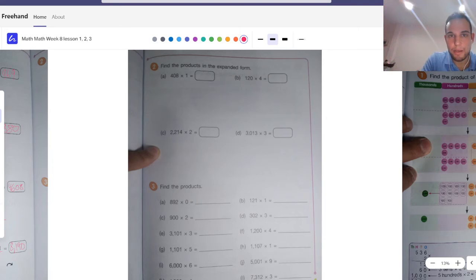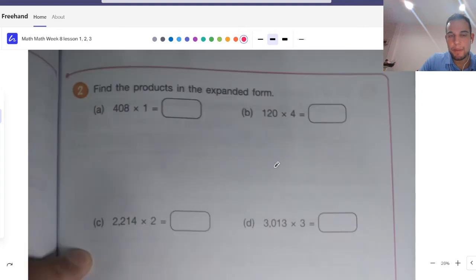408 times 1. Find the product in the expanded form. All right, so this is in the expanded form. So what does that mean? You need to write it down like this: 400, 0, and 8. And then we'll multiply it by 1. Okay, just like that. And then we have to add all of the answers up.